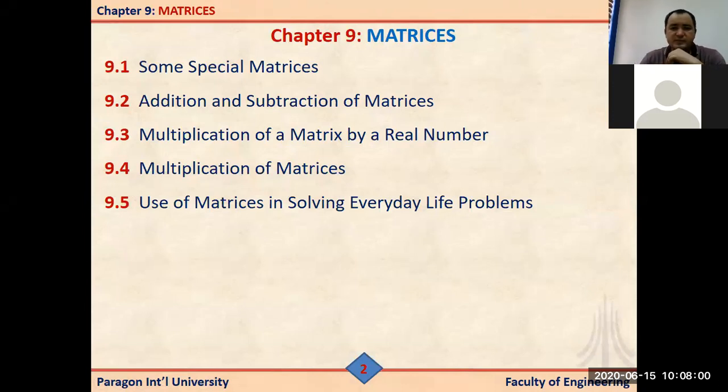All right, so when we say special matrices, number one, now you should know that when we say matrix, we mean that it is a rectangular array of numbers, right? The numbers are written in rectangular brackets. It has rows and columns, right? And we also studied how to add and subtract two matrices, and also how to multiply a matrix by a real number.